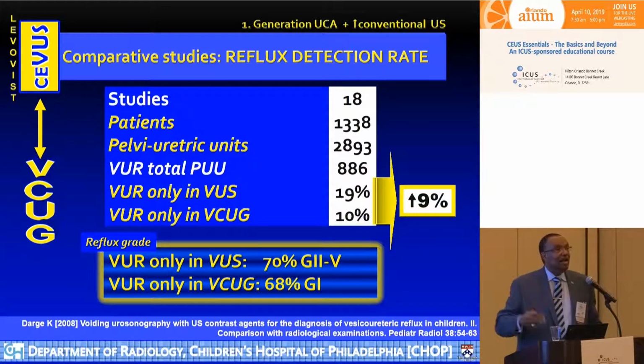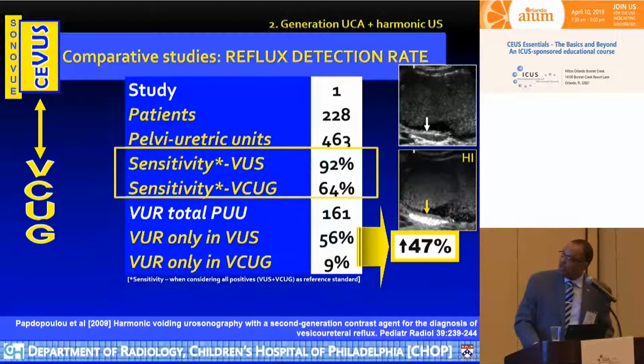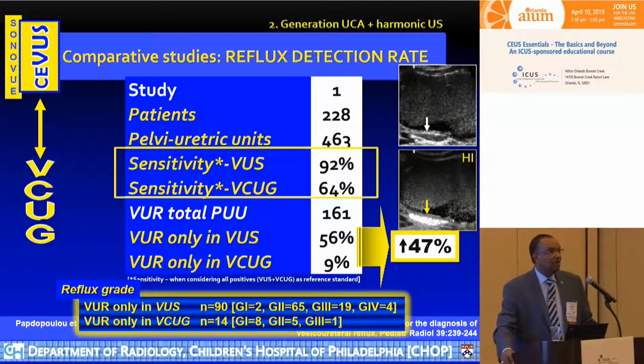We are detecting clinically more important reflux. That's what we are doing with the ultrasound. This is one other study where there was a 47% discrepancy in the detection of the reflux, where you had 47% more reflux seen in the voiding urosonography. And in this case also, the same higher grade refluxes were detected on ultrasound compared to VCUG.